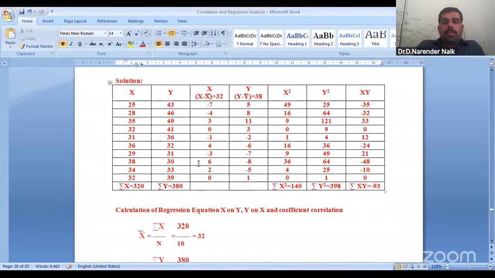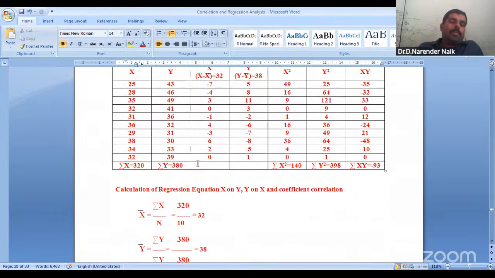So you observe it carefully. Here we have to find out x bar and y bar. X bar is sigma x by n, that is the formula. So 320 divided by 10 is equal to 32. Y bar is equal to sigma y by n, which is 380 by 10, that is 38. So we didn't get decimal values.